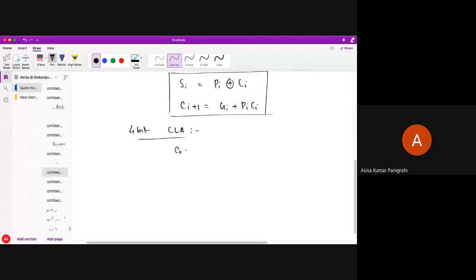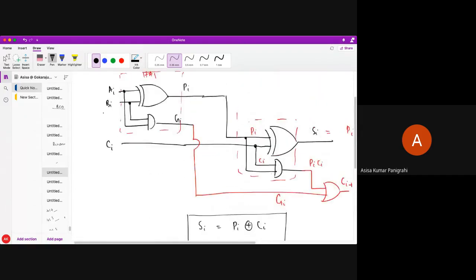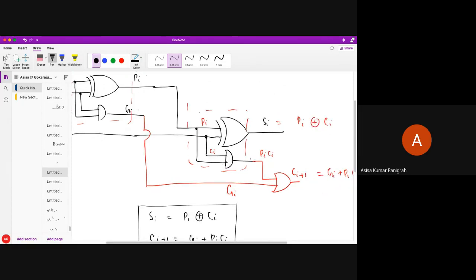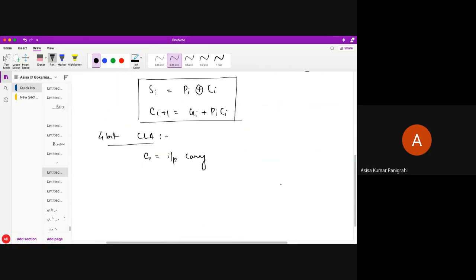C0 is, first of all, what? C0 is the input carry. Let's say this is A0, this is B0, this is C0, and it gives me P0, G0. This gives me Ci, Si. Sum will be nothing else but P0 XOR C0. But my carry is what, students? Carry is already Ci plus 1. C1 I will get.